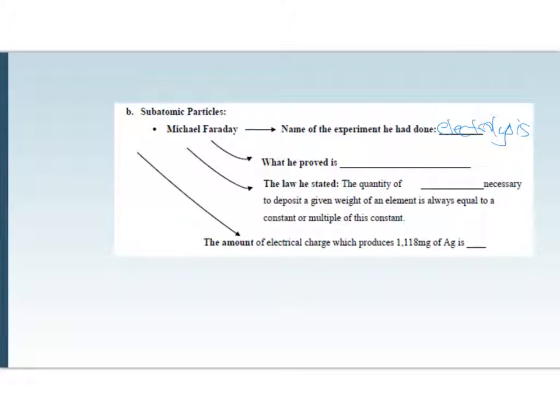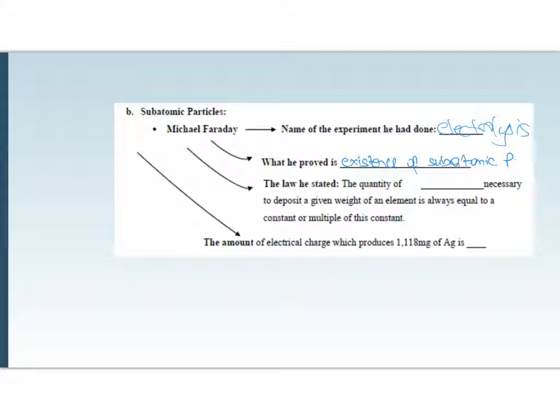So they concluded that during this electricity, no atoms change places, but there should be some other particles, some subatomic particles. So what Michael Faraday proved, in fact, is that there are subatomic particles of the atom. So Dalton's atomic theory is not correct. He proved the existence of subatomic particles.